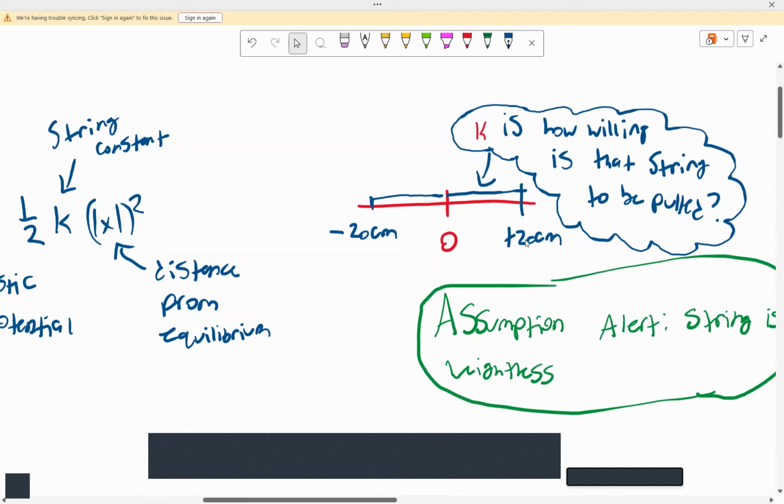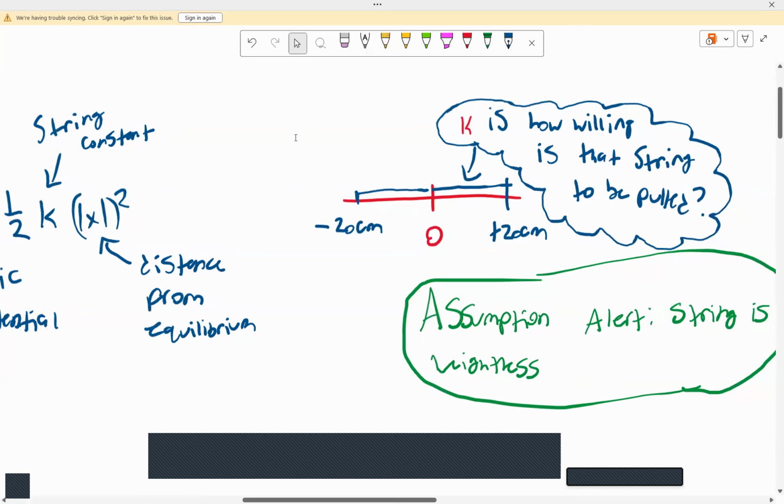So let's say you have a metal string, that's pretty hard to pull, right? Metal is very stiff. Whereas if you have something made of like straw or something easy like that, it's pretty easy to pull. So a lot less energy is required to move that string.